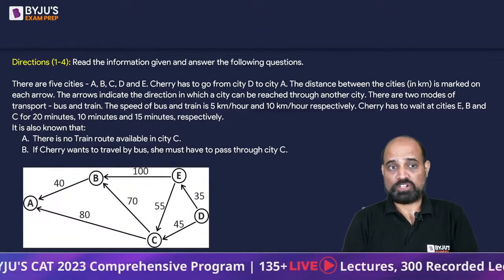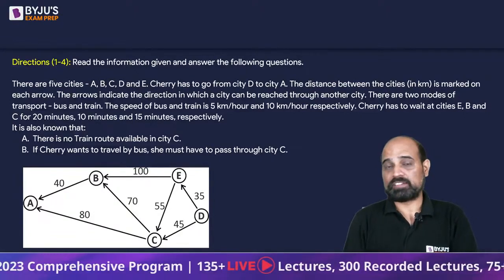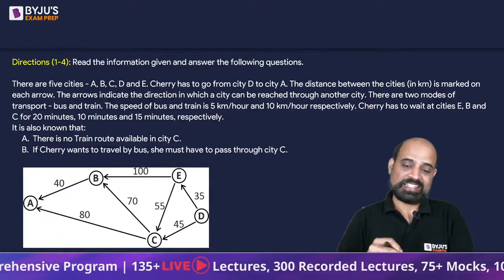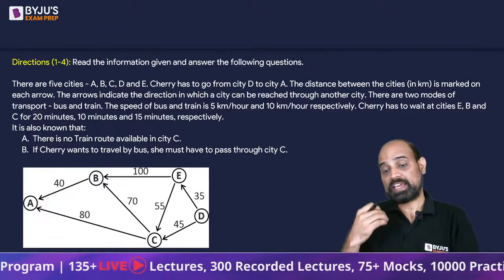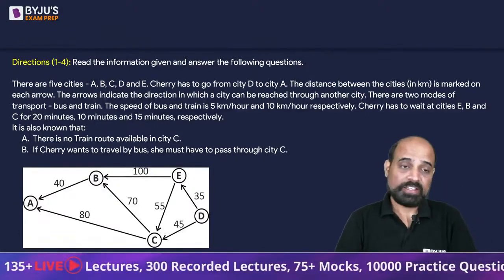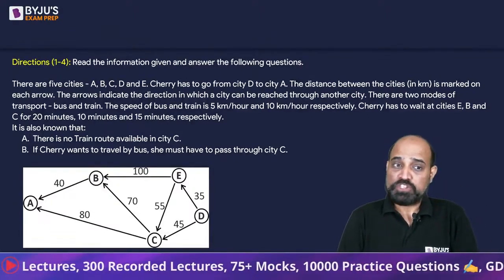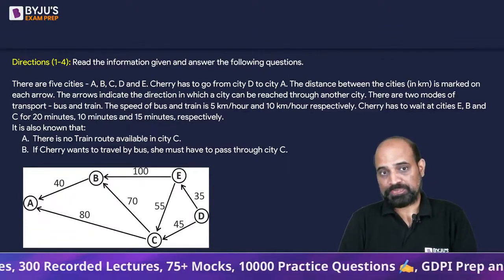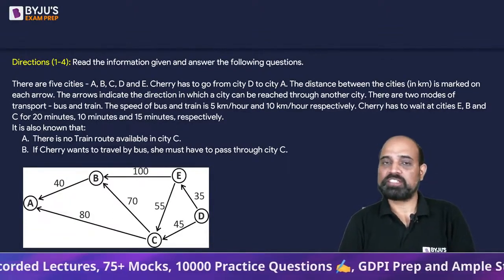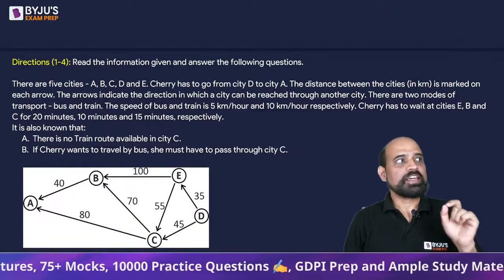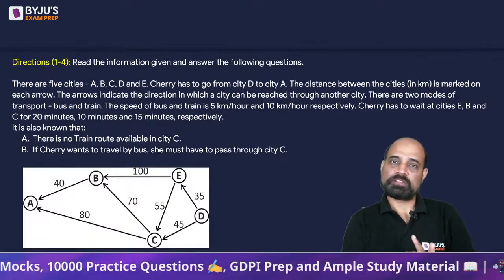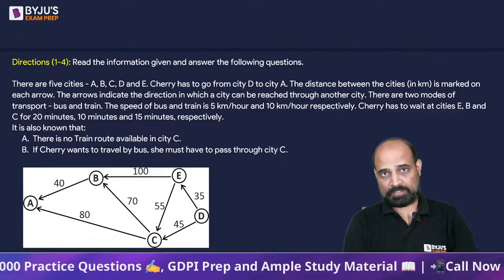Okay. It is also known that there is no train, as in, nobody can reach city C via a train and nobody can leave city C via a train. Second point is, if Cherry wants to travel by bus, she must pass through city C. So 2 things. एक तो बात हो गया कि city C में train route है नहीं.